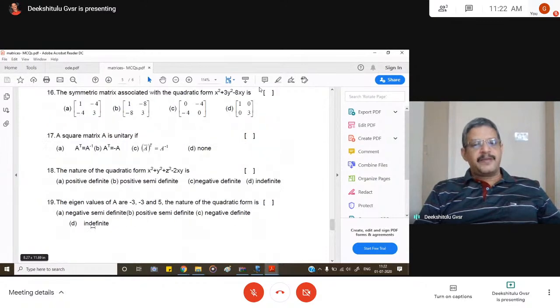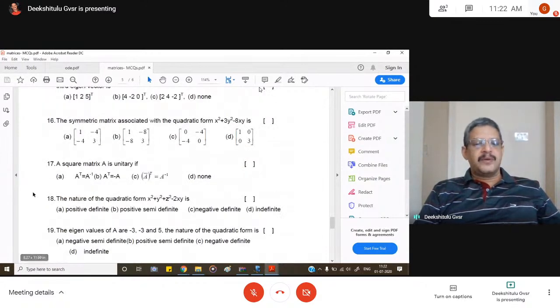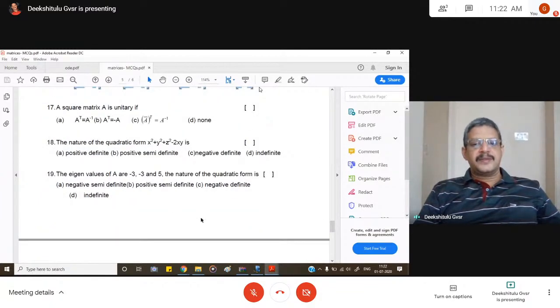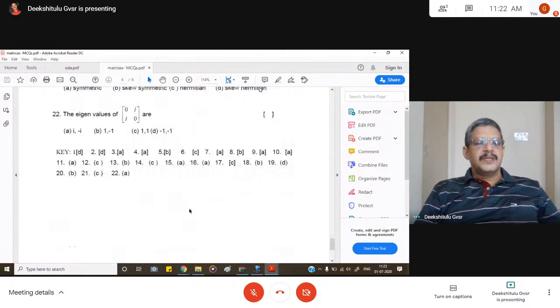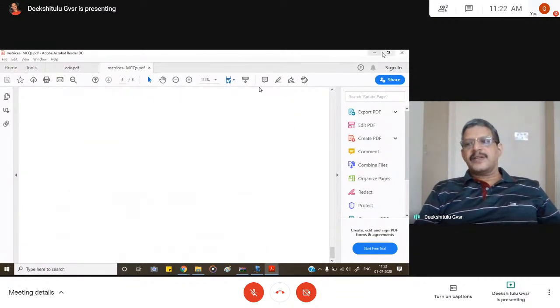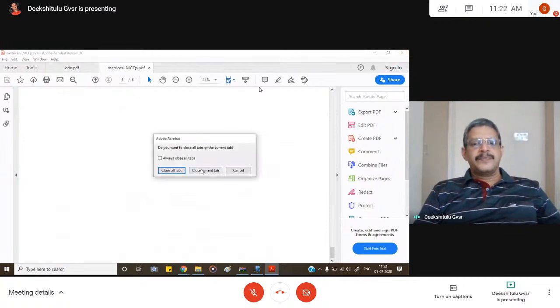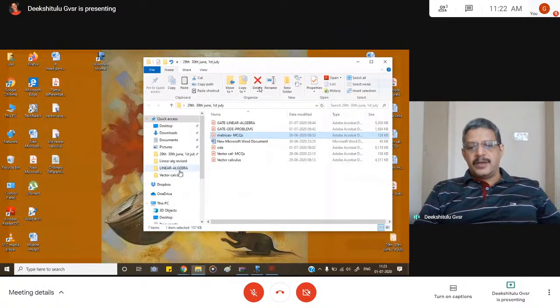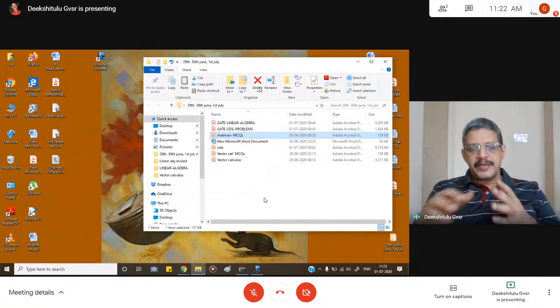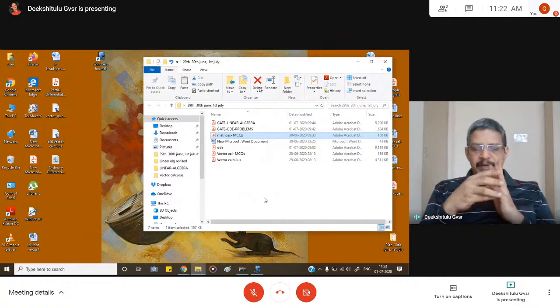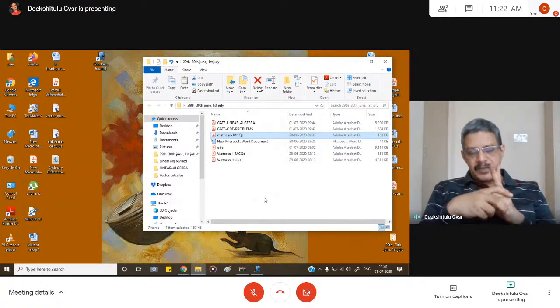Straight away we'll get these. These two questions you need not consider, because this one and this one, 16 and 18, deal with quadratic forms. We don't have that in the syllabus. So the key is also given. There are some other questions on matrices. So with this we come to close this matrices and linear algebra. So till now, what we have completed in the GATE syllabus is the common topics: calculus is completed, and then linear algebra is completed.